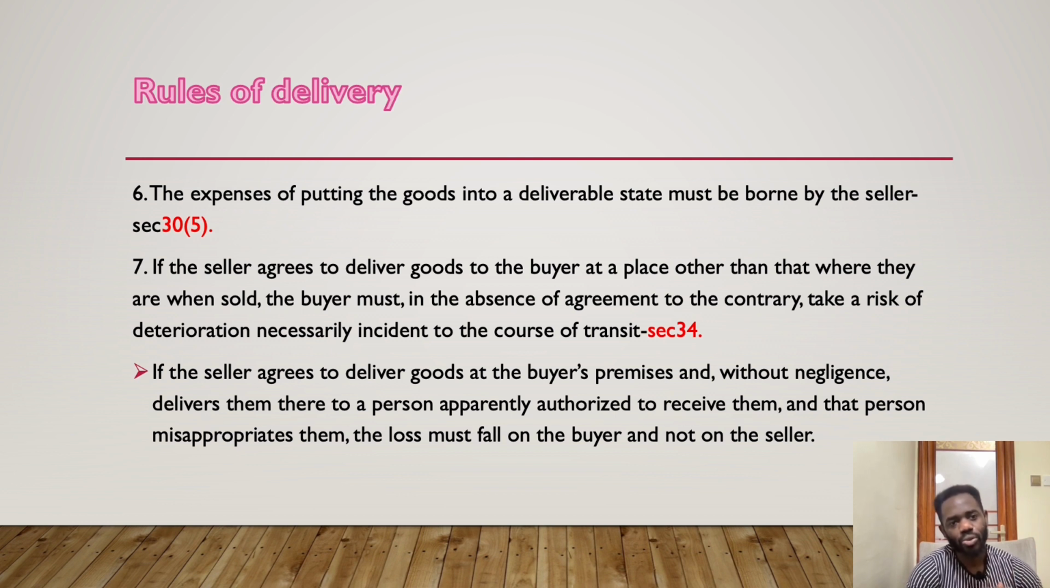Now, the other key thing we need also to note about this specific section is that if the seller agrees to deliver goods at the buyer's premises and without the seller's negligence, meaning that it is not your fault, you go ahead and deliver these goods to a third party who had been authorized by the buyer to receive those goods on the buyer's behalf. Now, should that third party go ahead and cause any damage to those goods, the loss is going to fall on the buyer and not on the seller. Meaning that once I deliver the goods to this authorized person who is receiving them on behalf of the buyer, anything that happens beyond that is the risk of the buyer and not the seller.